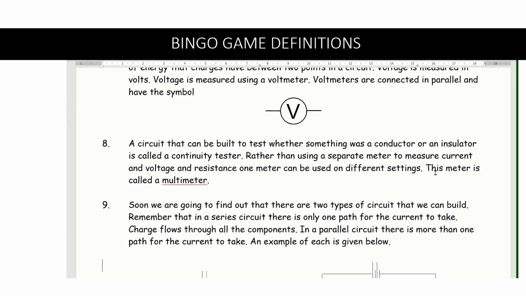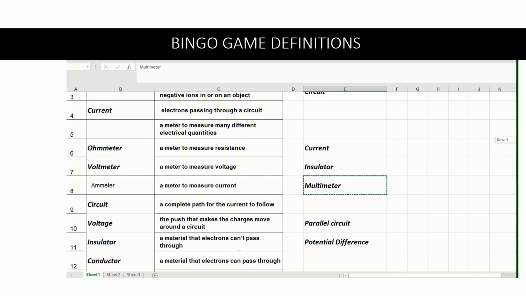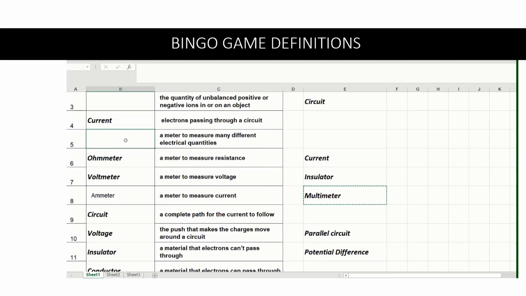Nearly finished. Rather than using a separate meter to measure current, voltage and resistance, one meter can be used on different settings. This meter is called a multimeter. Bingo! Get it? So a multimeter is a meter to measure different quantities, and we've seen that in the last lesson.